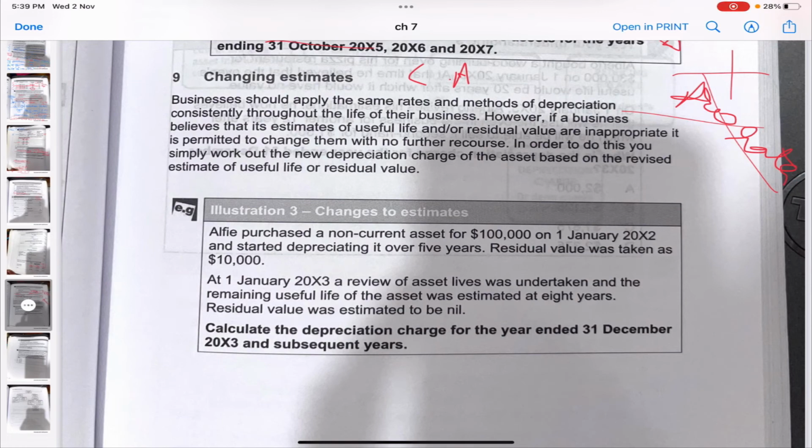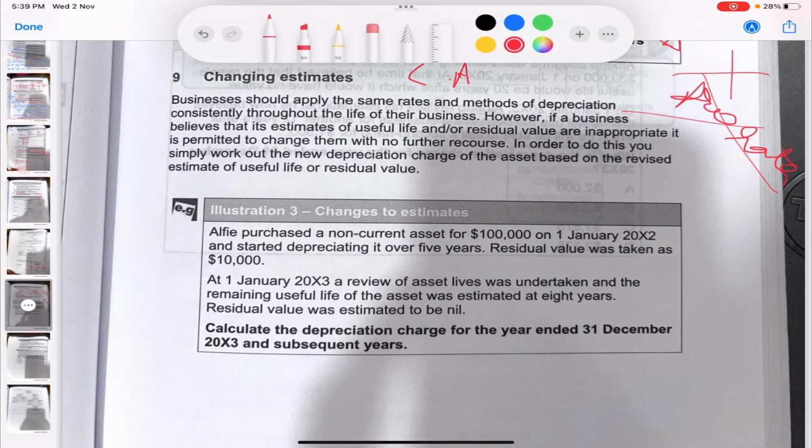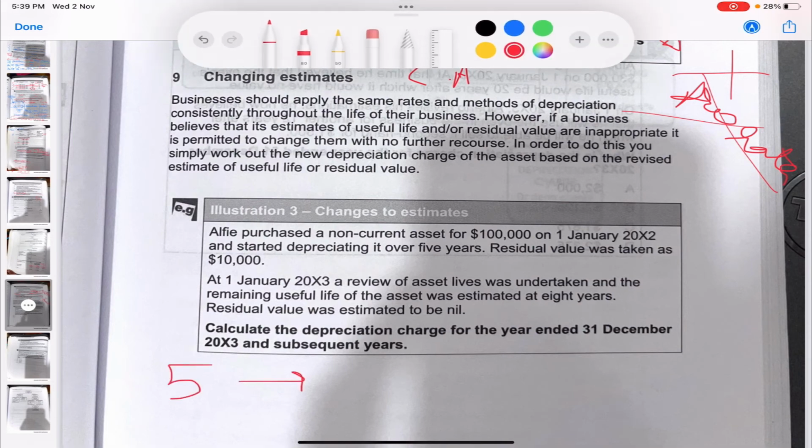So what happens in such a situation? You will simply change the formula and you will be using the new useful life. Till now, my useful life was 5 years. But after 5 years, now I think I'll be able to use it for another 5 years. So my useful life will be 5 again. Or let's say now I think I'll use it for another 15 years. My useful life will change to 15. So it's nothing. What you have to do is just apply the new method now.